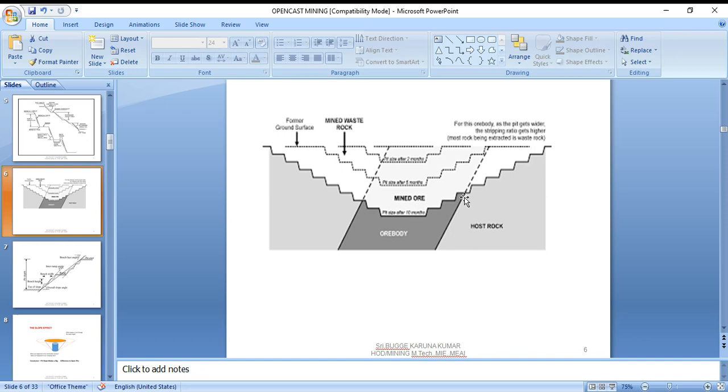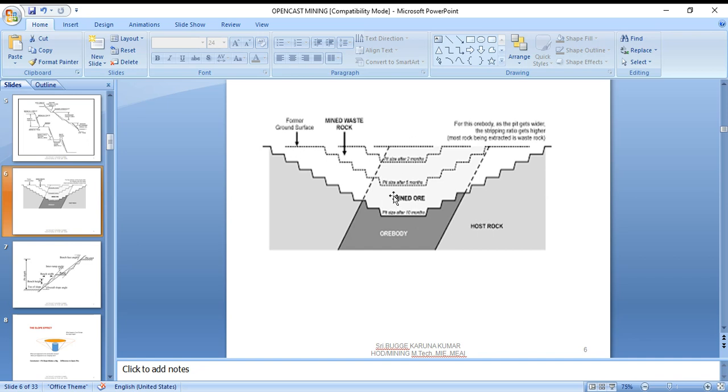If the angle is changed by 1 degree, a huge amount of waste will have to be extracted. So optimization of the angle is very essential while designing the open pit. This is the general host rock. This is the ore body. This is the mine waste. This is the former ground surface, the general ground surface.